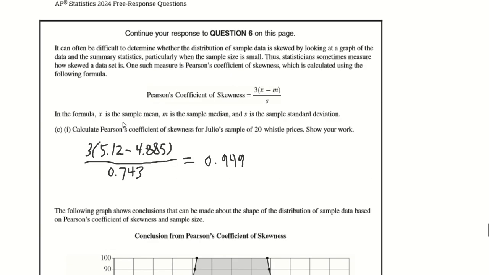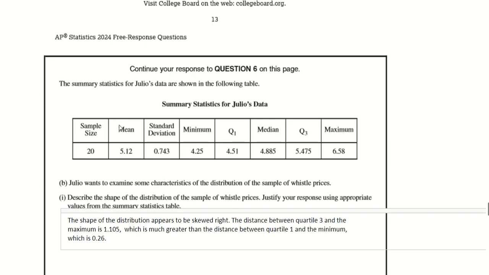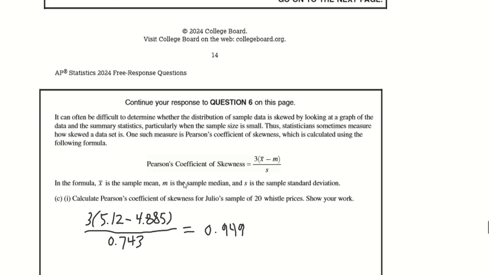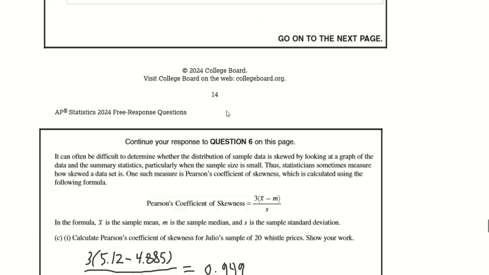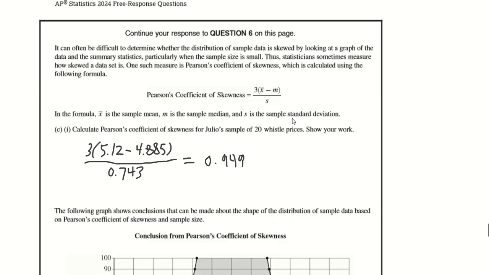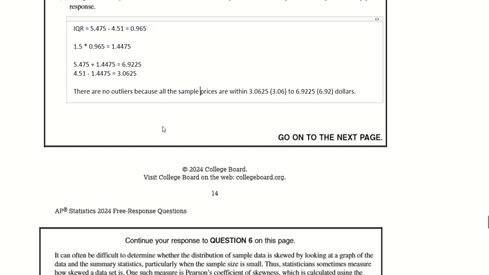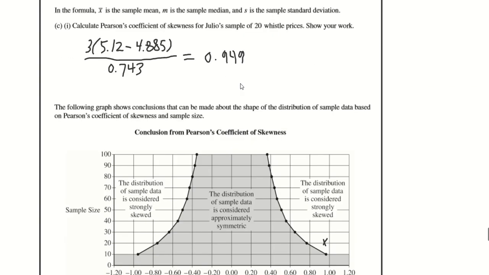This question is asking us to calculate Pearson's coefficient of skewness, so we simply plug in the given values. X bar is the mean right here, so 5.12. M is the sample median, again it's given as 4.85. And then S is the sample standard deviation, 0.743. Plug all those values into the given formula, and that gives us 0.949.